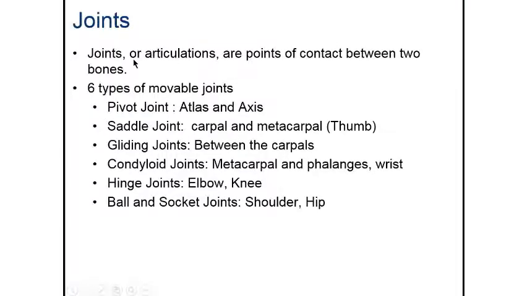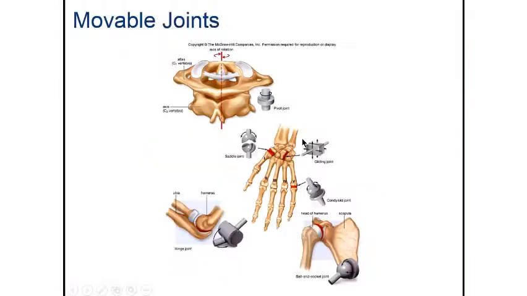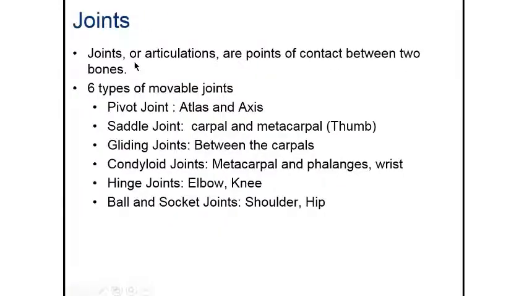Joints, there are 3 categories of joints. We have movable joints, we have partially movable joints, and immovable joints. So let's go through movable joints first. Okay, so under movable joints, there are 6 subcategories. I only want you to know a pivot joint, hinge joint, and ball and socket. Okay, the other 3 you don't have to know specific examples of.